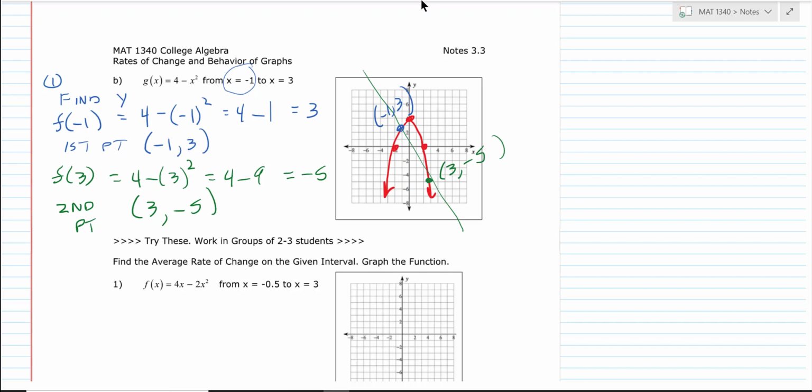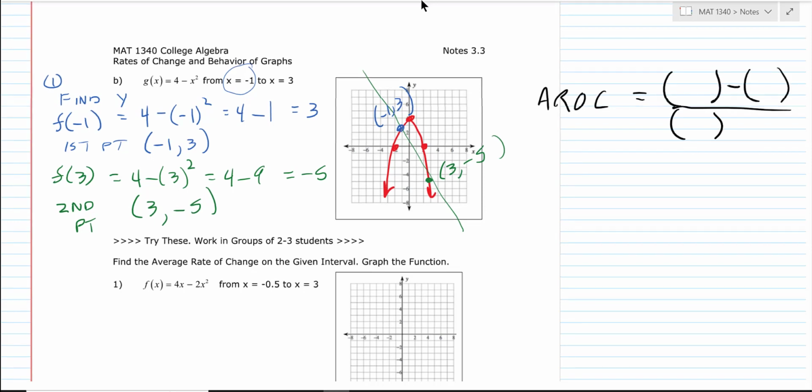Again, for the average rate of change, I'm not going to keep writing the formula up. Just learn to set it up this way: something minus something over something minus something. Using parentheses is a good habit. And again, it's your call on the order. The y's are 3 and negative 5. So I'm going to choose to go negative 5 minus 3. I'm going to do the x's in exactly the same order. So if I go negative 5 minus 3, then I have to go 3 minus negative 1. Okay, work out the arithmetic.